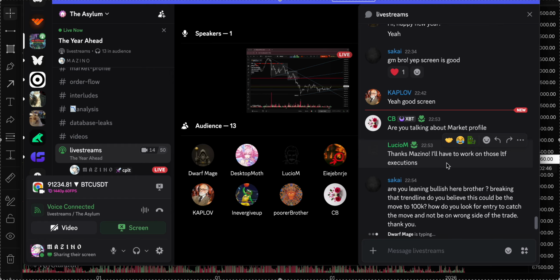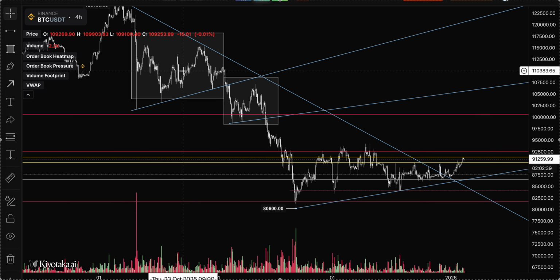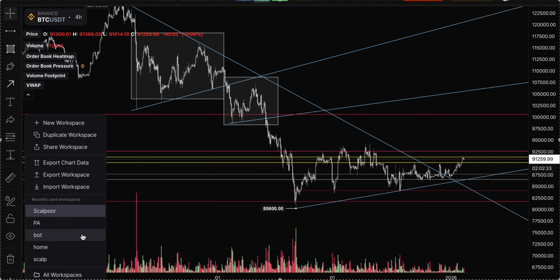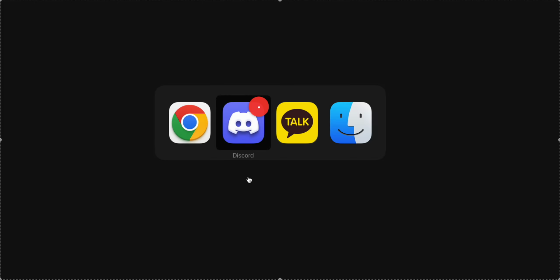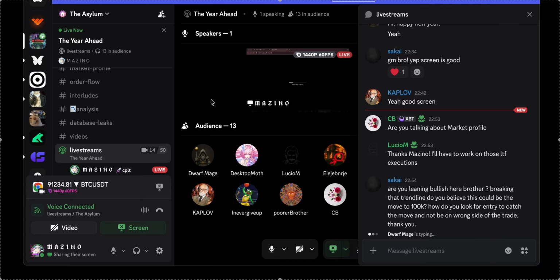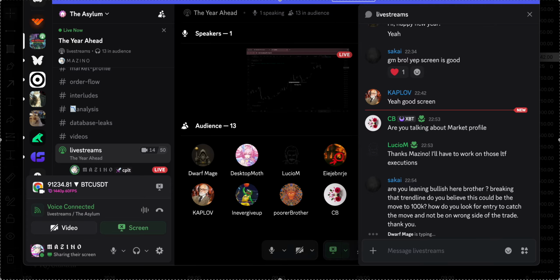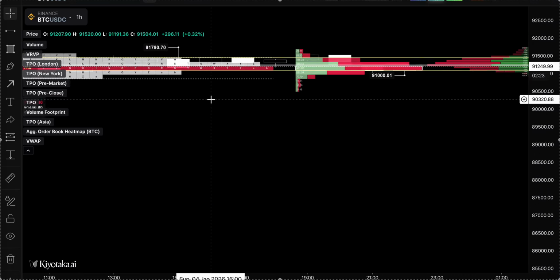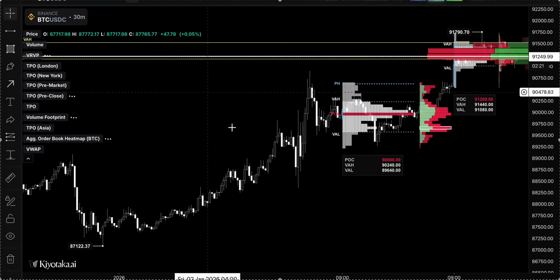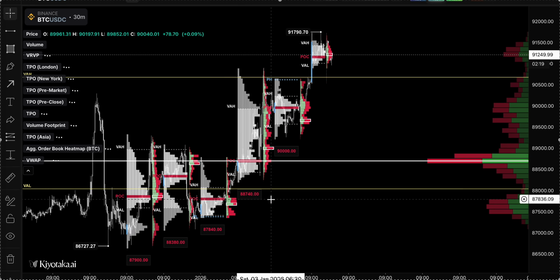Are you talking about market profile? Not today, but we can have a look at it. We can have a look at profile. But I need to change. Oh no, you can see this window, right? Yep. Yes. Let's have a look at profile.